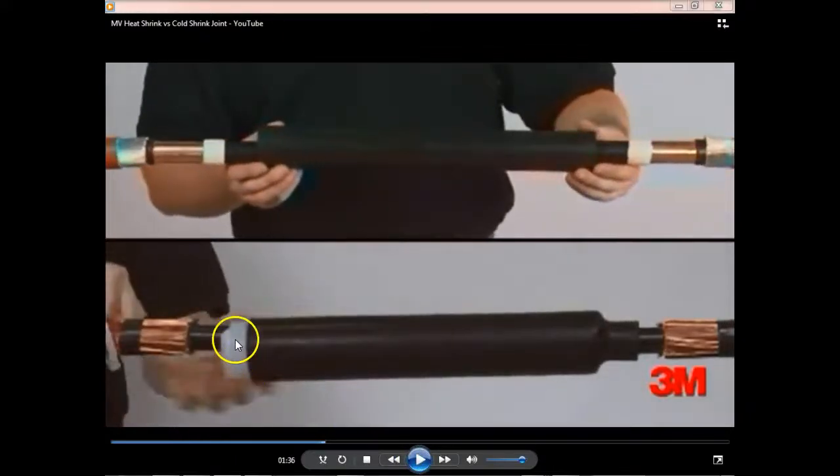Look at the cold shrink. What it's got is this, looks like a Teflon spiral going through, kind of like a spring. And when that guy comes up here, he'll just pull that thing out and it'll collapse back on there.